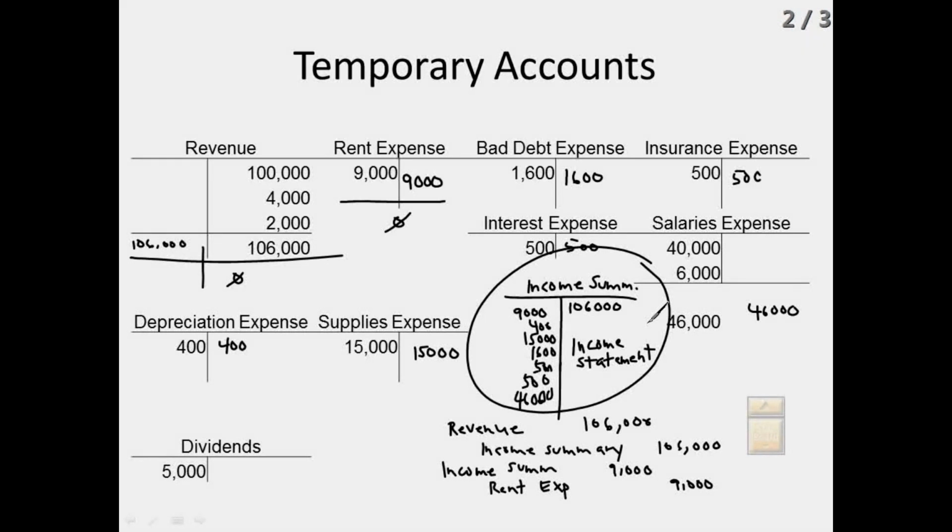It's the total, right? So this journal entry is just the effect of closing out rent expense. I would also have income summary and depreciation expense and income. Now, if you prefer, you can have income summary just once, rent expense, depreciation. You can do it that way too. That's perfectly fine. This was just an illustration of one at a time.